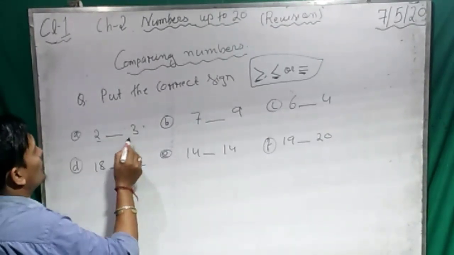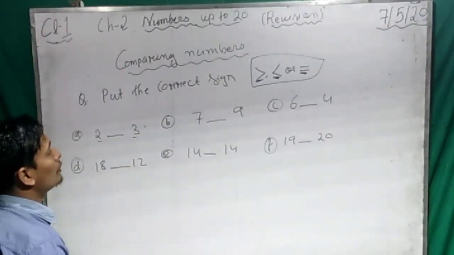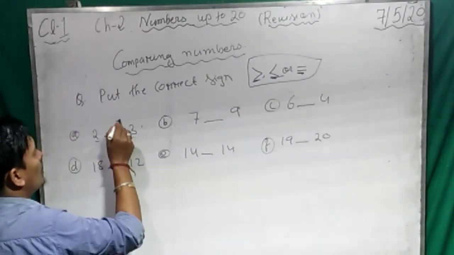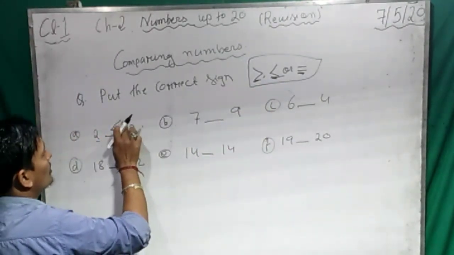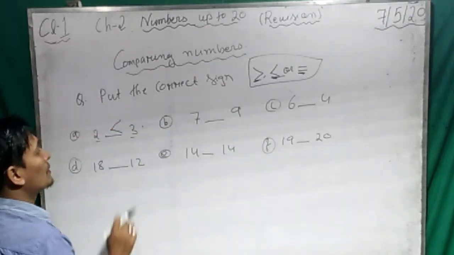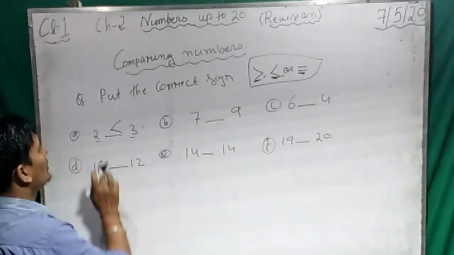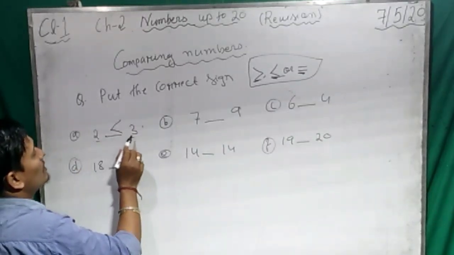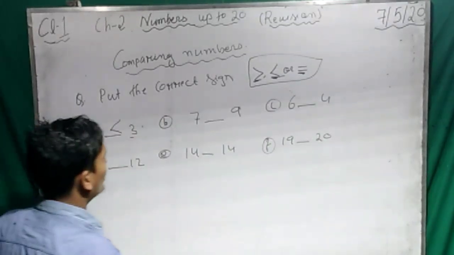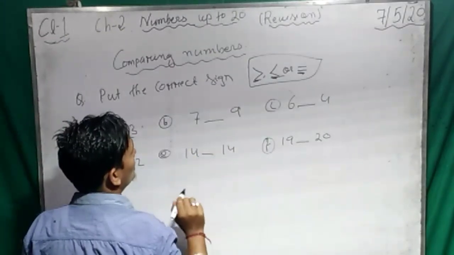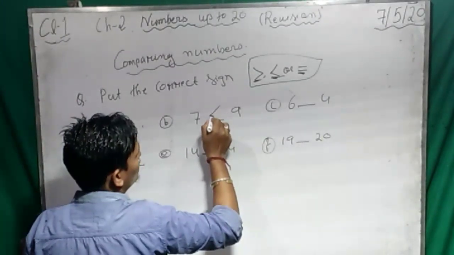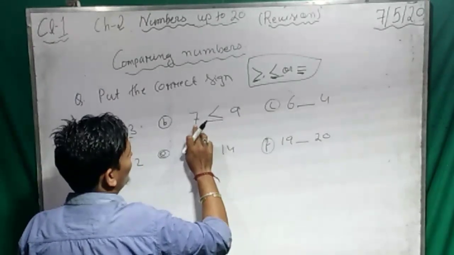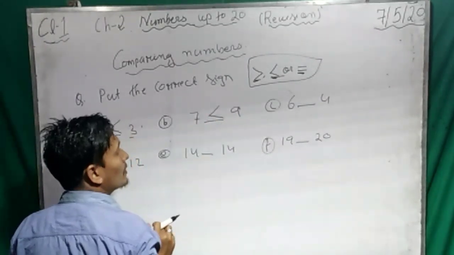So what is this? 2. And what is this? 3. So which symbol will we use? Yes, this one. Why? Because the open mouth always shows the greater number. So 3 is bigger than 2. So how will we read? 2 less than 3. Okay. Now here, see nicely. Here also the same, because 9 is bigger than 7. So how will we read? 7 less than 9. Okay.